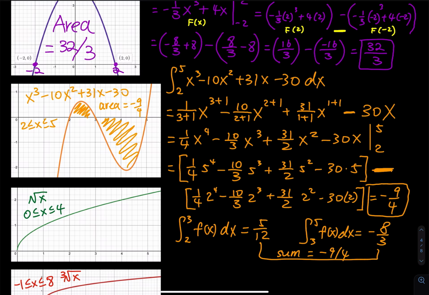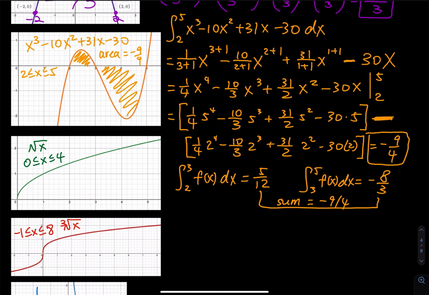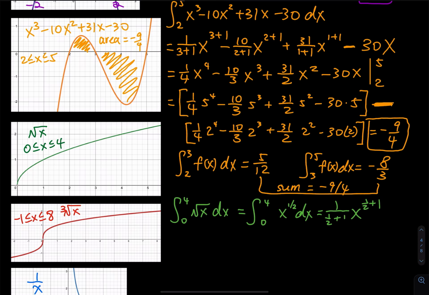All right, so let's move on to the square root function. So we have a square root of x where x goes from 0 to 4. Okay, let's do that. So we have an integral from 0 to 4 of the square root of x dx. Square root is the 1/2 power, so 0 to 4, x to the 1/2 power. And then how do you do this? You have x to the 1/2 plus 1, and then you put this piece in the denominator, such that x goes from 0 to 4.